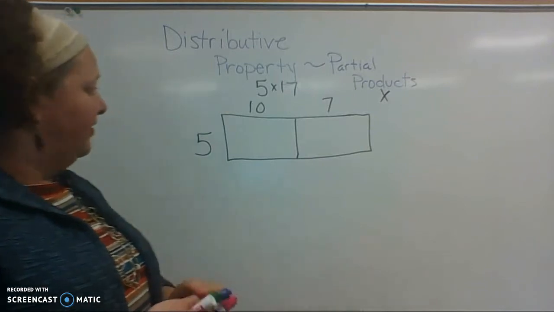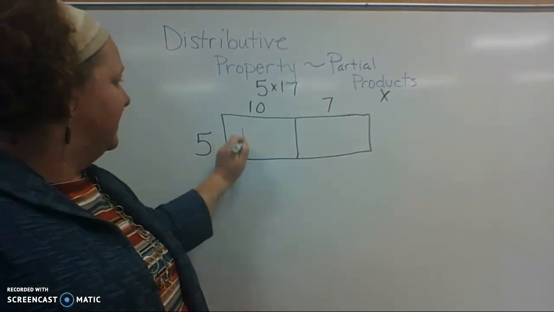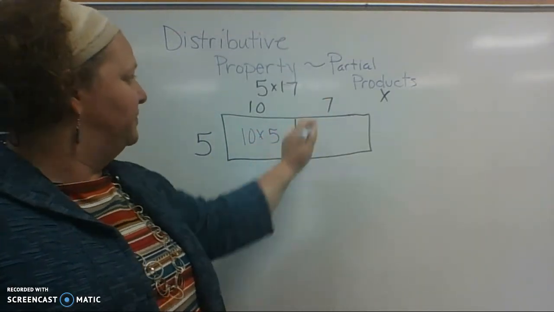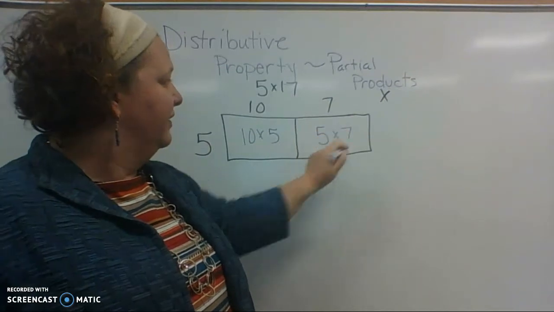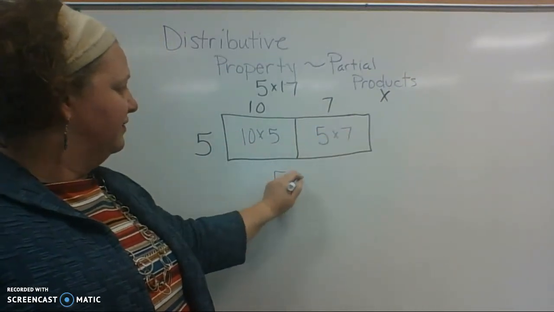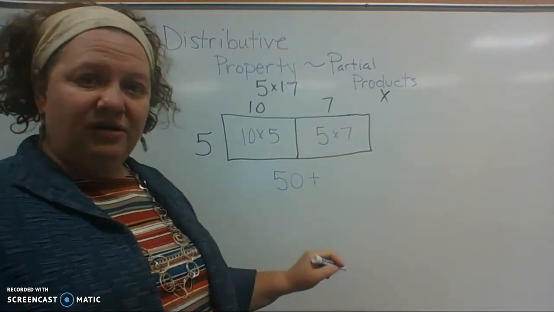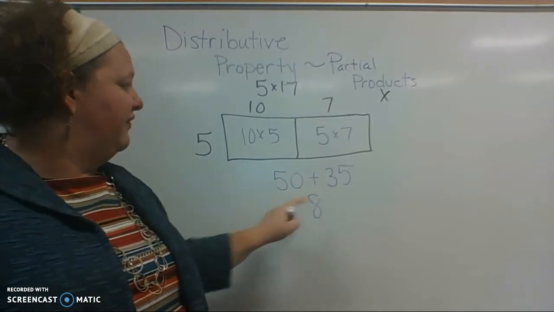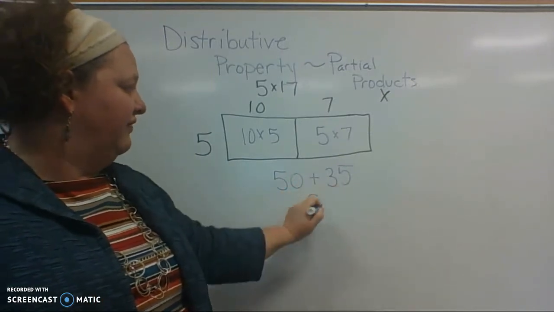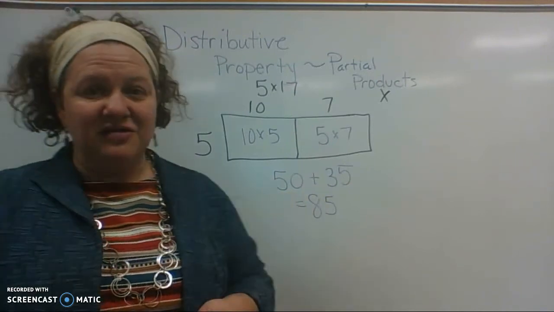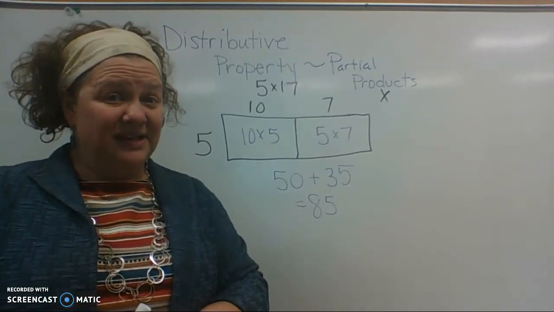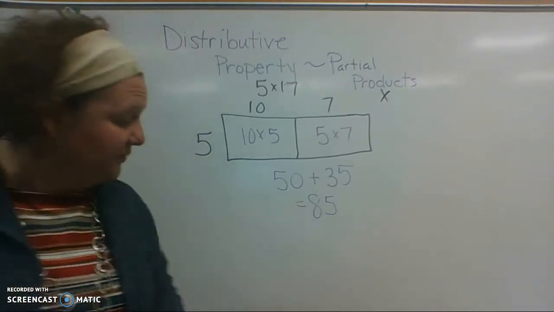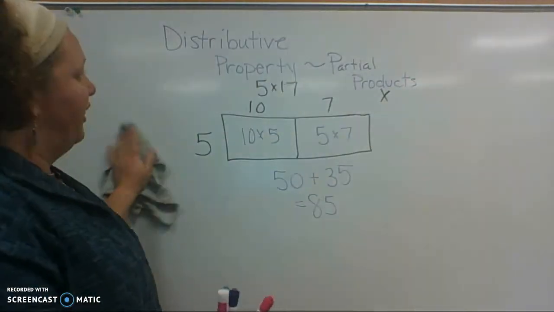So in this box, we're going to focus on 10 times 5. And on this box, we're going to focus on 5 times 7. Okay? And then when we get those answers, we have 50 and we have 35. And 50 plus 35 is 85, because we have our 5 and our 3 and our 0 and our 5, and we get 85. Okay? So that is how this works. I hope you understand it. Let's do a couple more so we can get some practice, okay?